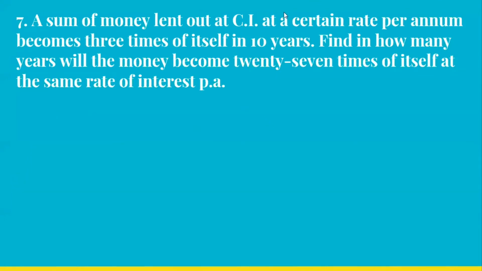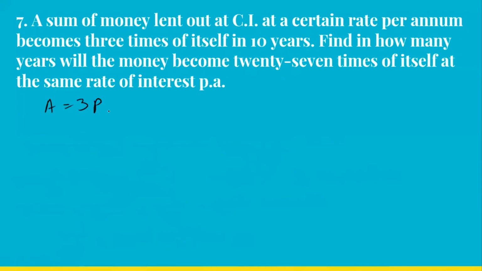So read the question carefully. You have a sum of money lent out at compound interest at a certain rate per annum that becomes 3 times of itself in 10 years. Same question was there in exercise 3B as well. Find in how many years the money will become 27 times of itself at the same rate of interest per annum, right? So we have A is equal to 3P.